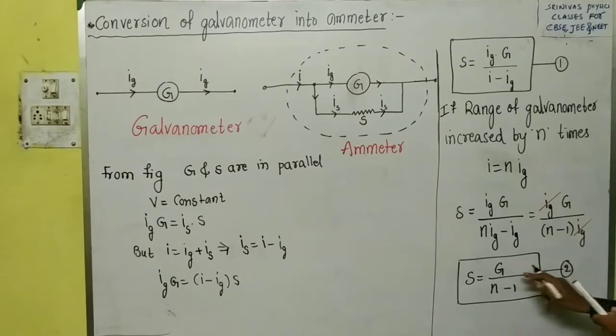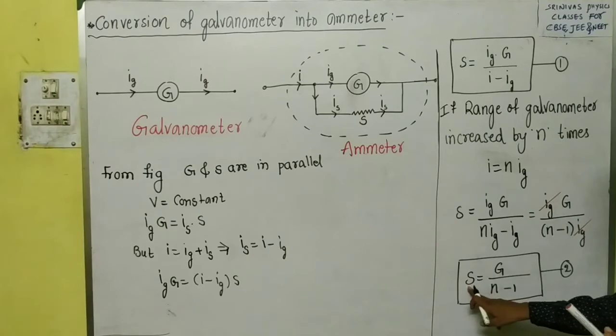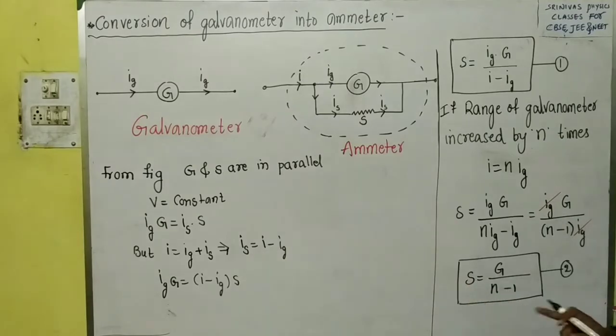What is G in this? Resistance of the galvanometer, and S is what? Shunt resistance. What is n? n is the number of times, how many times you want to increase the range of galvanometer.